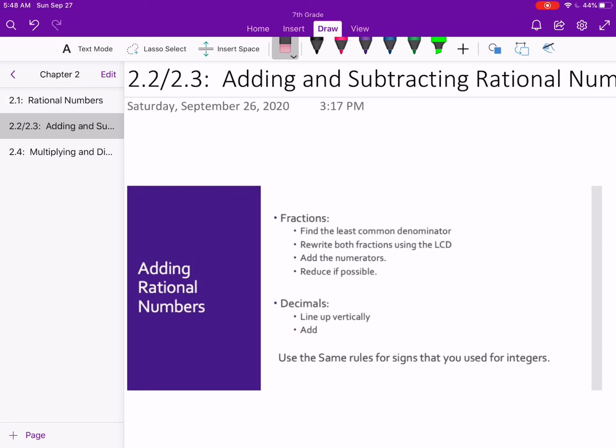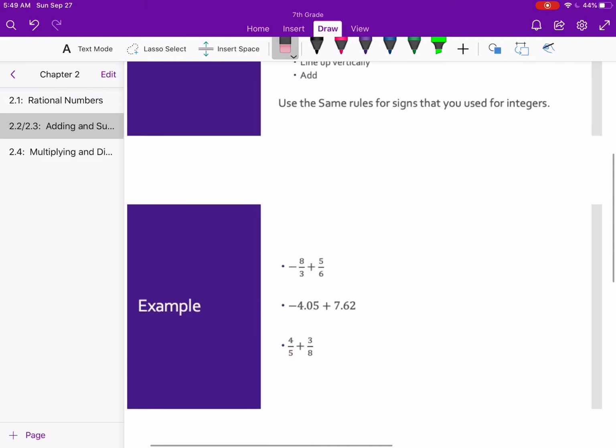So adding rational numbers for fractions, reminder that you find the least common denominator, rewrite both fractions using that least common denominator, add the numerators, and then reduce if possible. For decimals, just line it up vertically and add. Make sure you use the same rules for signs that you used for integers.